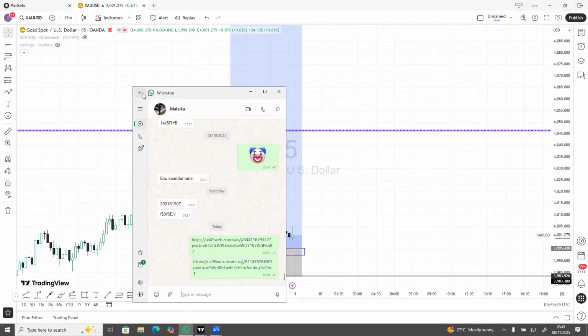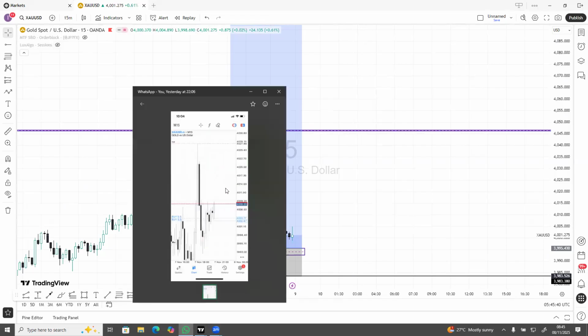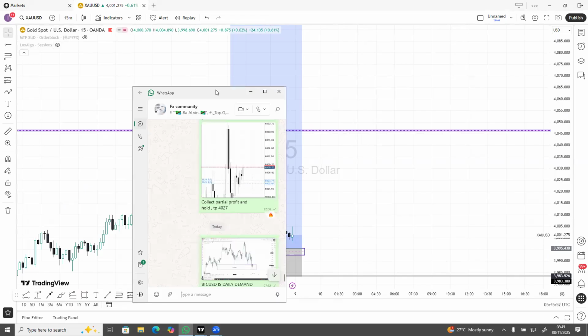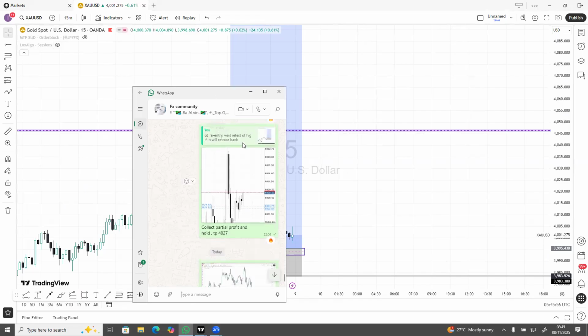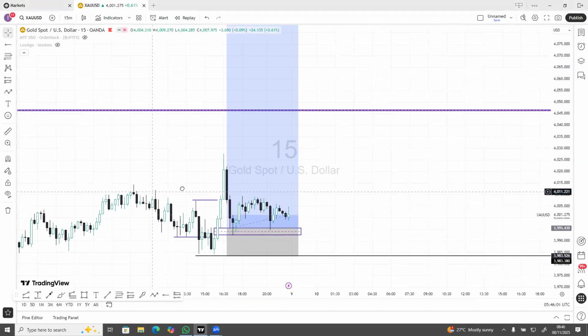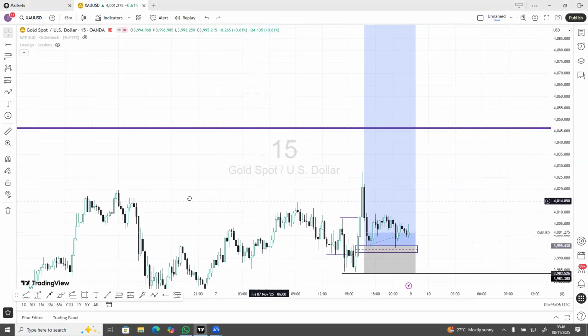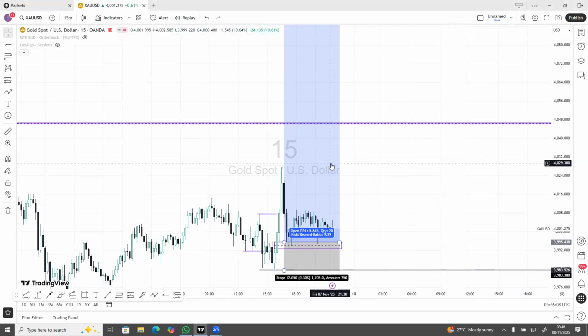Also tuliweza kuifanya that one on community. You can see they executed that long position from that point and targeted that point 40.27 on gold. 40.27, taking profit number one on gold after that shift on 15 minutes.